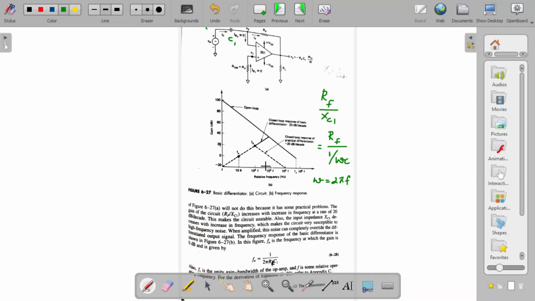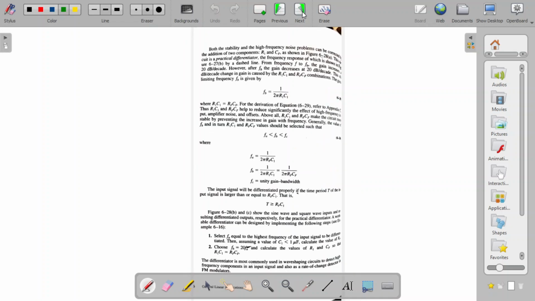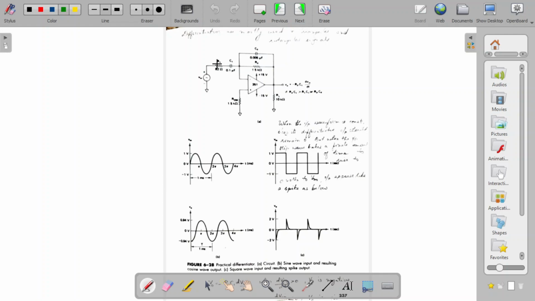So the two main problems: one thing is the gain will not be stable. The other thing is the circuit will be very susceptible to high frequency noise. These two things can be reduced by a simple modification in the circuit. The modification is that you can connect a resistance R1 along with the capacitor C1, and then you can connect a capacitor CF across this RF.